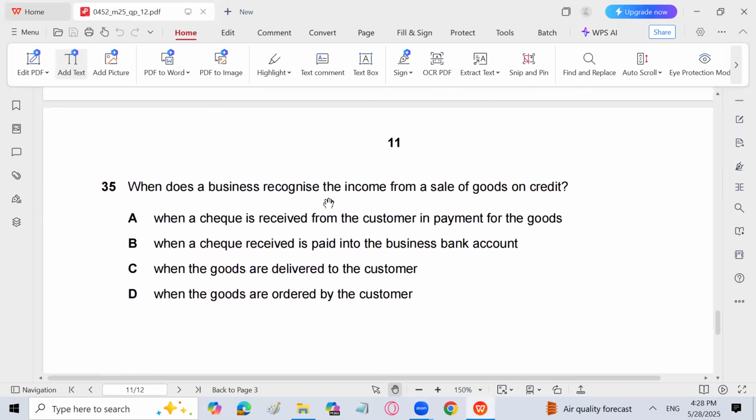When does a business recognize the income from a sale of goods on credit? This is the realization concept. It says whenever the goods are passed to the buyer, we will record sales. When the goods are delivered to the customer, we will record sales. So C is the answer. Not when the cheque is received. When the goods are ordered by the customer, no. When the goods are delivered to the customer. So C is the answer.